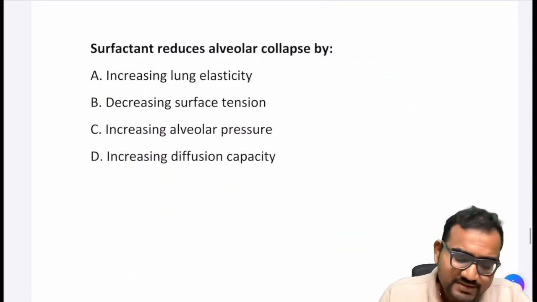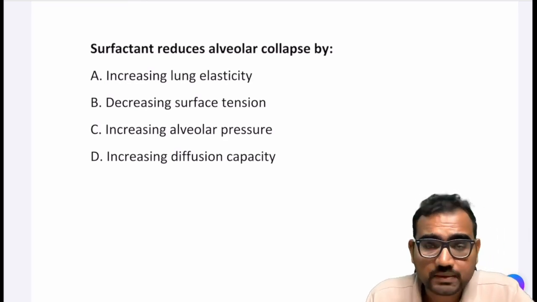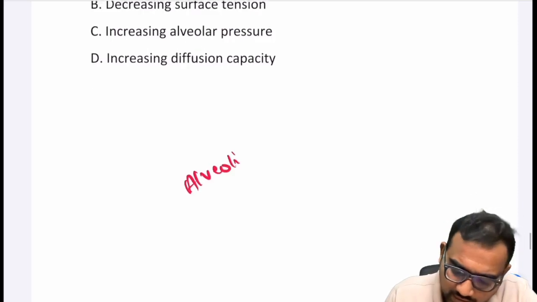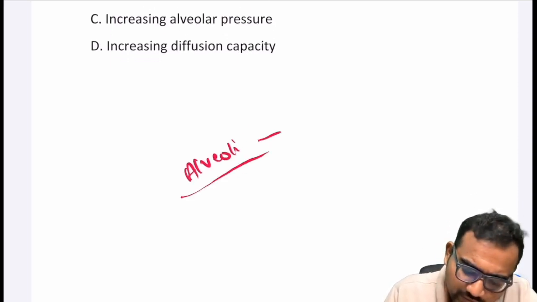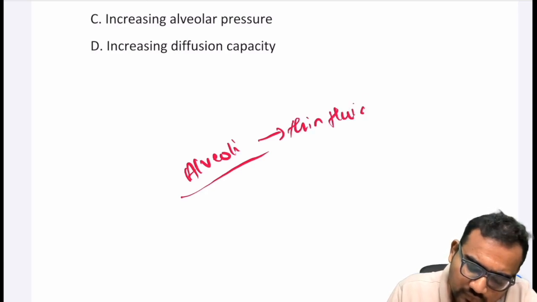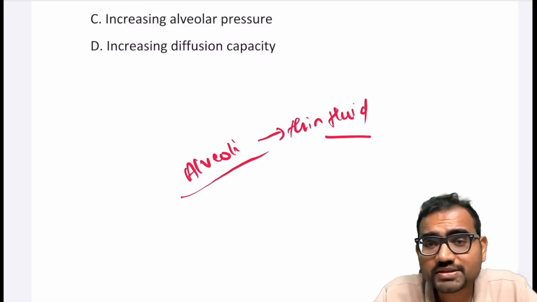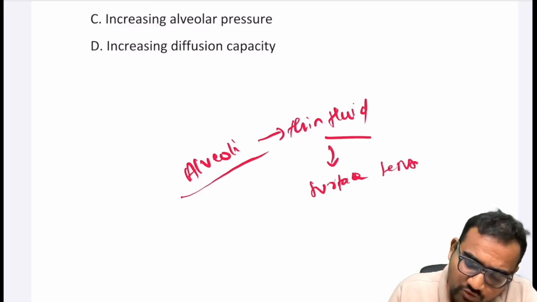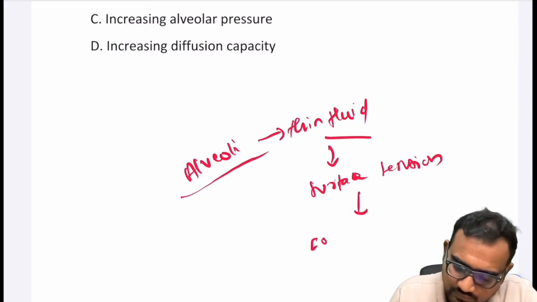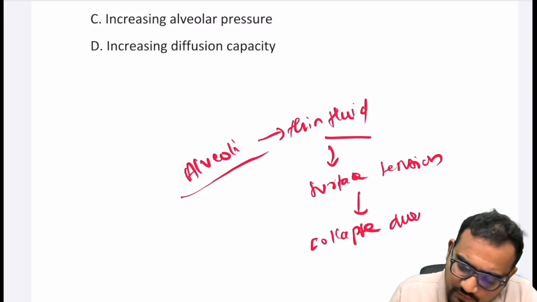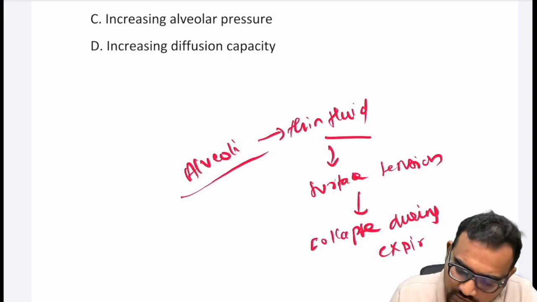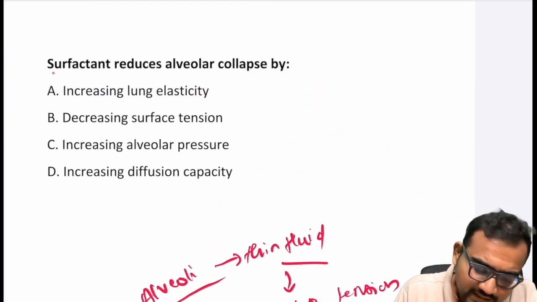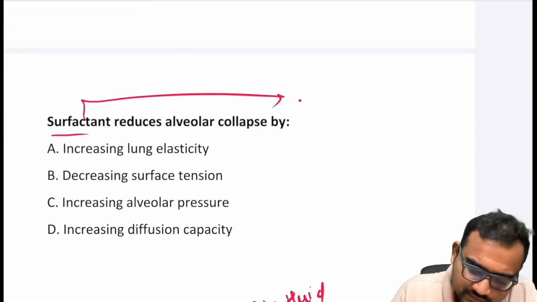So the next question: surfactant reduces the alveolar collapse. Basically, if you look at the alveoli, they are lined by a thin fluid. This thin fluid causes surface tension and might even collapse during expiration. These surfactants are pulmonary surfactants, basically produced by type 2 pneumocytes.